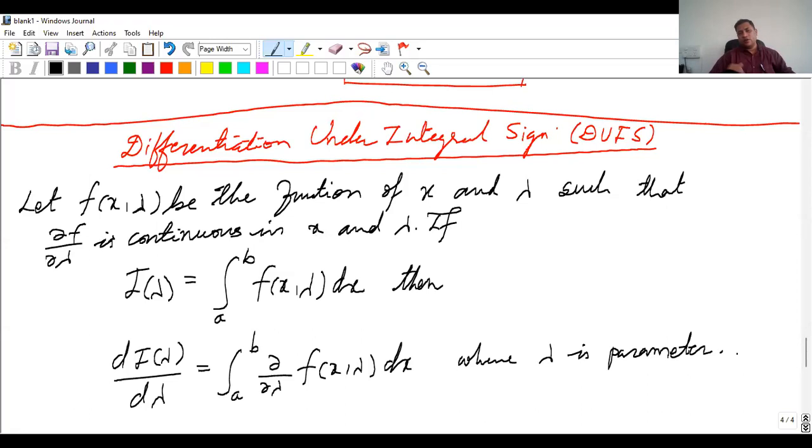Now, how to relate this DUIS and the earlier topic? We can see that in gamma, apart from the variable, there is one parameter n. In beta, apart from the variable of integration, there are two parameters m and n. So all the results we obtained for gamma can be obtained using DUIS with n as a parameter, and all the results of beta can be obtained using DUIS with m and n as parameters. That's differentiation under integral sign when the limits of the integration are constant.